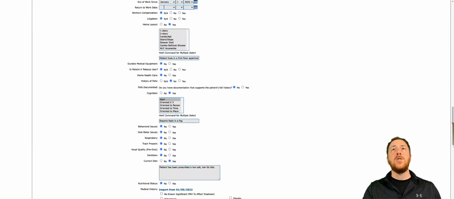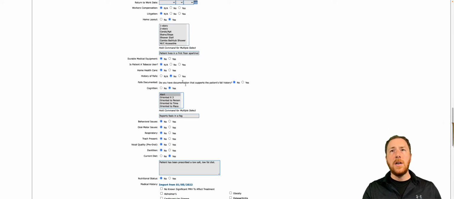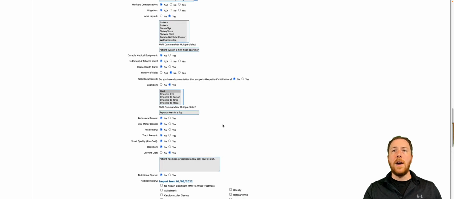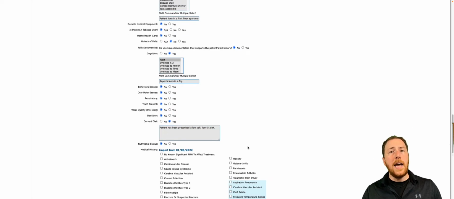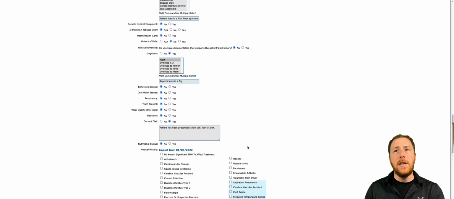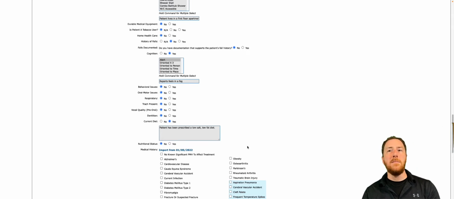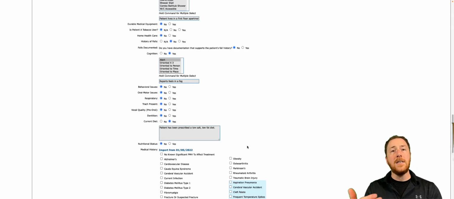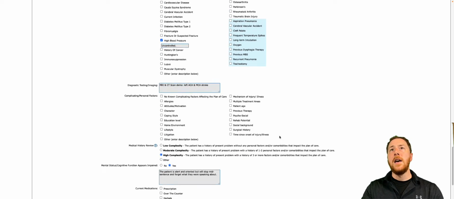What does the patient's house look like? What are they going to go home to? Do they have a history of falls? How is their cognition, etc., right? What's their current diet? I know that seems kind of crazy to put, but why? It might make some sense looking at their medical history or some issues going along. So again, putting those little nuances can be there.